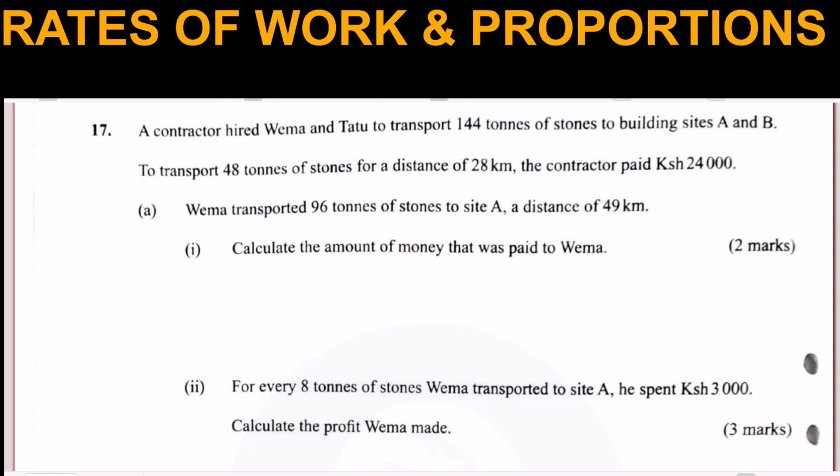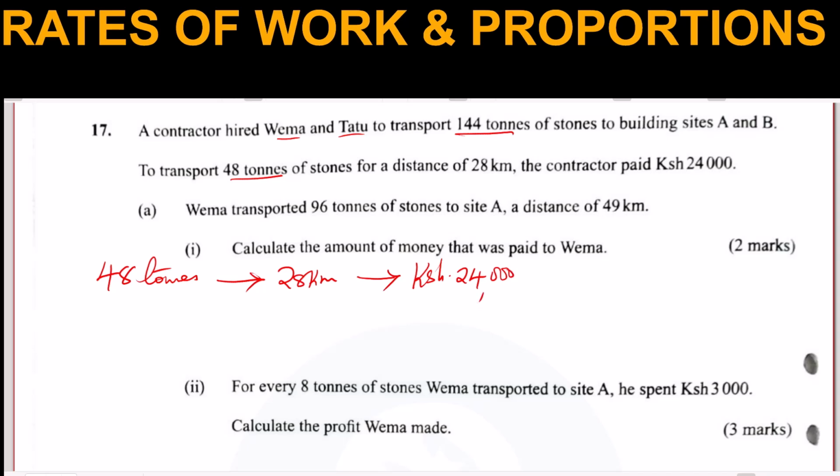Part 1. Calculate the amount of money that was paid to Wema. So let's go to the statement. The contractor hired Wema and Tatu to transport 144 tons of stones to sites A and B. To transport 48 tons for a distance of 28 kilometers, the contractor paid 24,000 Kenyan shillings.